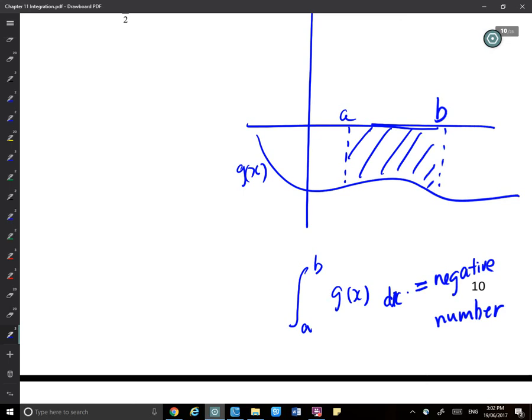Well, you can just get rid of the negative sign to say the area is this much. But you will get a negative number. Do not be really surprised when you get a negative number. It's possible to get a negative number. The negative sign just indicates that you have the area under the curve, under the x-axis.